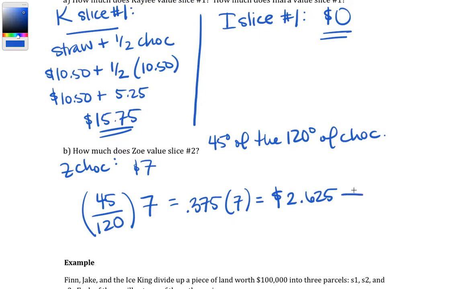We multiply that out, and we get 2.625. But since we're dealing with dollars and cents, we're going to round to 2 decimal places. So we look at the next digit, it's 5 or above, which means that 2.62 rounds up to 2.63. So Zoe thinks that piece of 45 degrees chocolate, slice number 2, is only worth $2.63. Okie doke.